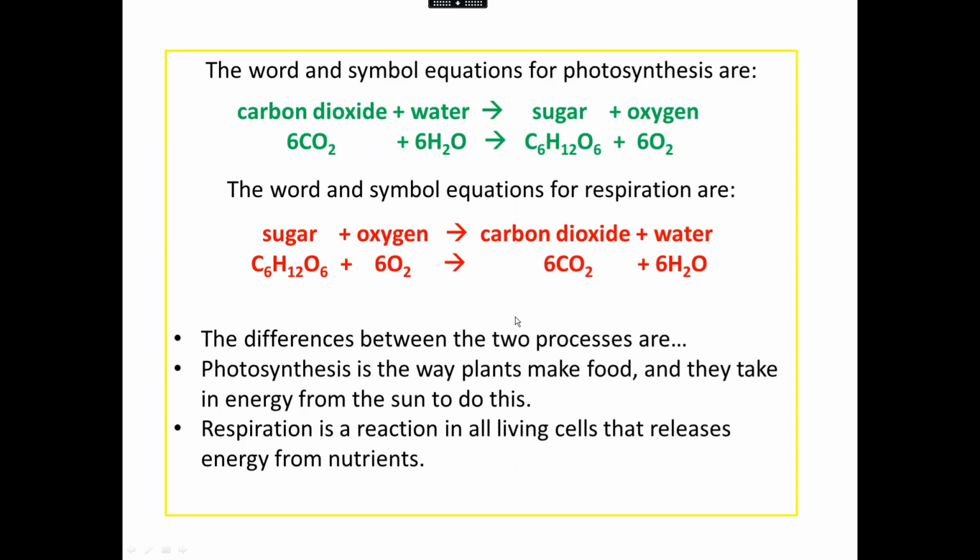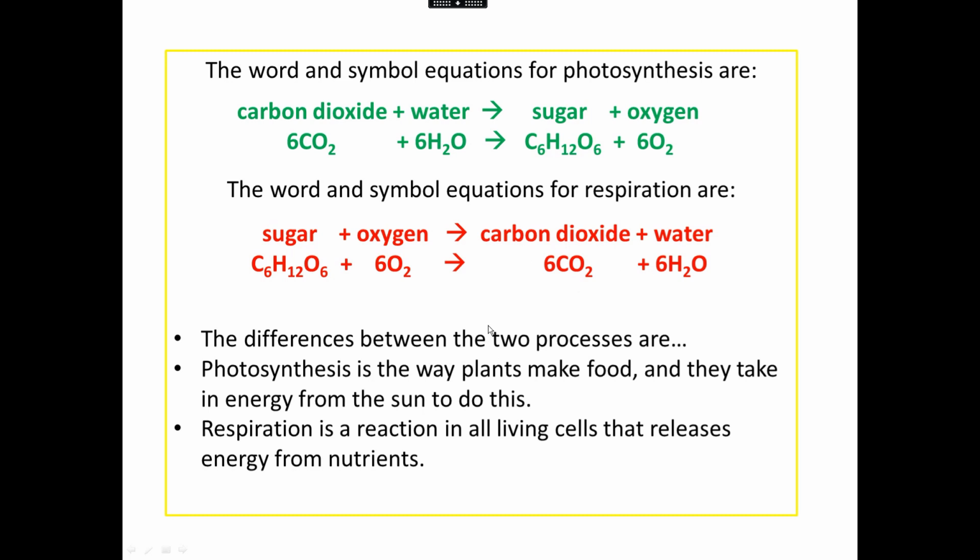More detail about photosynthesis and respiration. Carbon dioxide plus water makes sugar plus oxygen. That's photosynthesis. 6 lots of carbon dioxide react with 6 lots of water to make glucose plus 6 lots of oxygen. Respiration, you'll notice the word equation and the symbol equations are exactly the opposite way around. Sugar plus oxygen makes carbon dioxide plus water. Glucose plus 6 lots of oxygen makes 6 lots of carbon dioxide plus 6 lots of water.